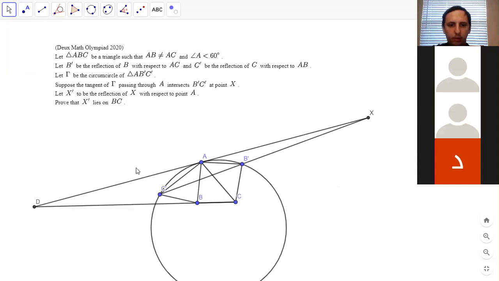Yeah, these problems with the two reflections can be very tricky. Notice that.